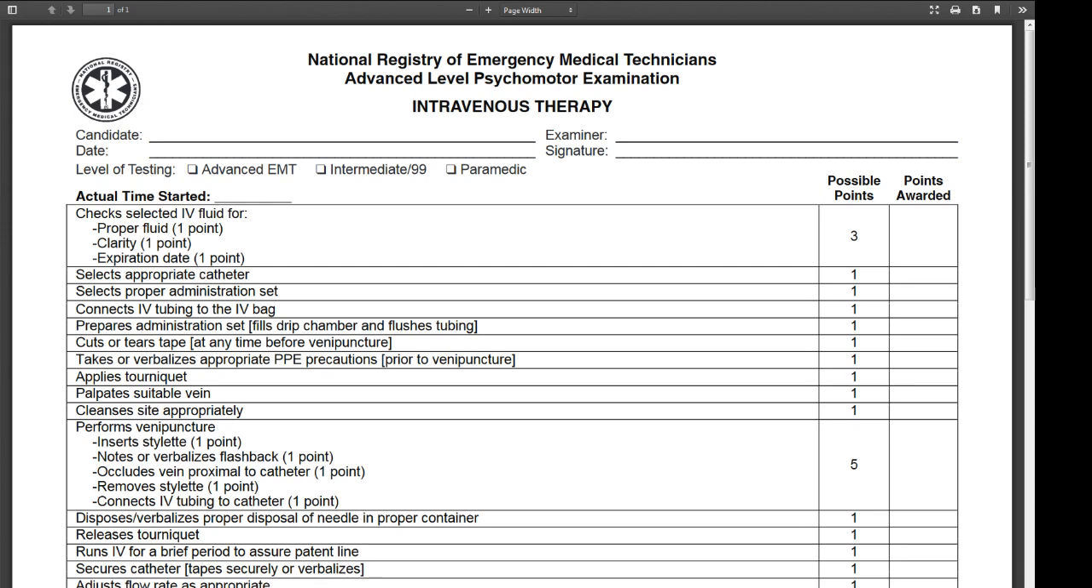Inserts stylet. Notes or verbalizes flashback. Occludes vein proximal to catheter. Removes stylet. Connects IV tubing to catheter. Disposes/verbalizes proper disposal of needle in proper container.